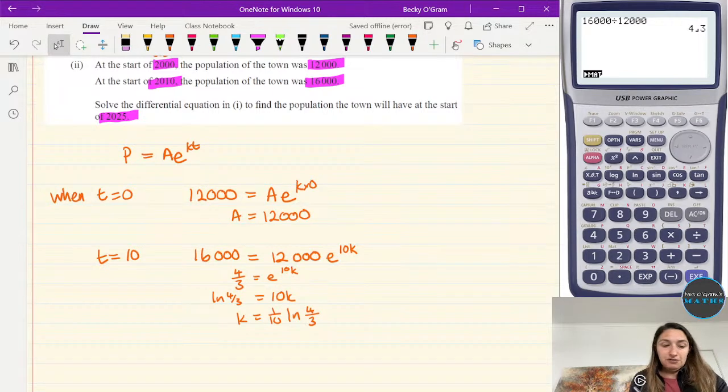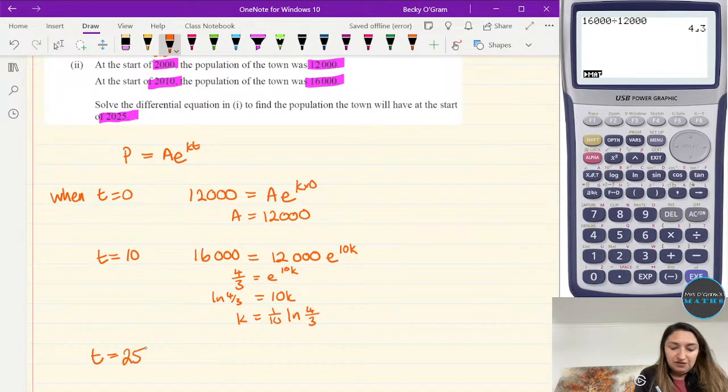Okay, now the final question that we need to do is work it out in 2025. So in 2025, we're talking about it being 25 years later. So t is 25. The population will be equal to this equation here, but with the pieces in it that we've just worked out. So we've got A is 12,000, e to the k, which is the 1/10 natural log of 4/3, times by 25.